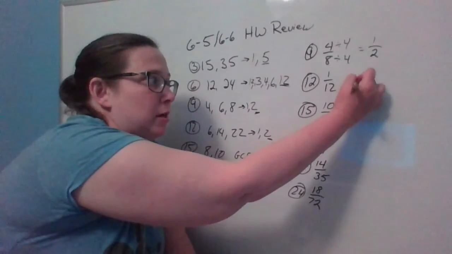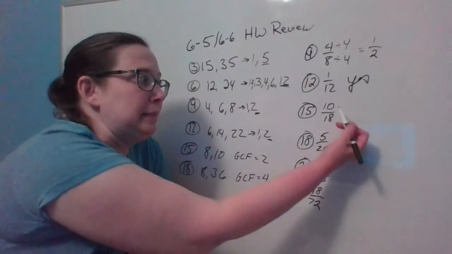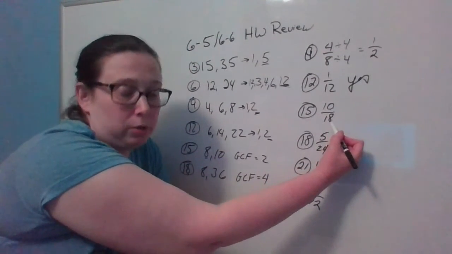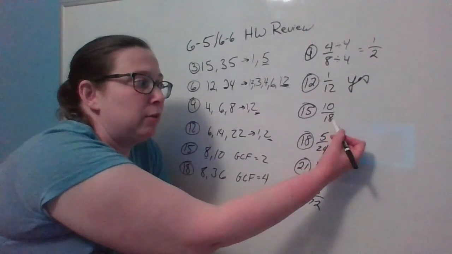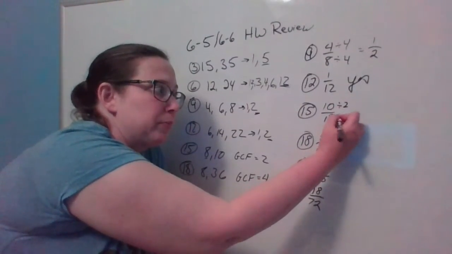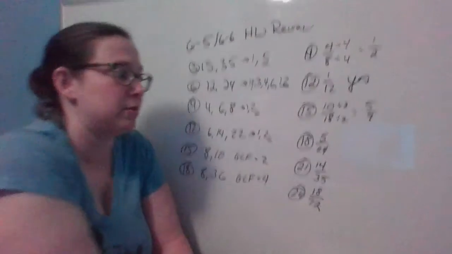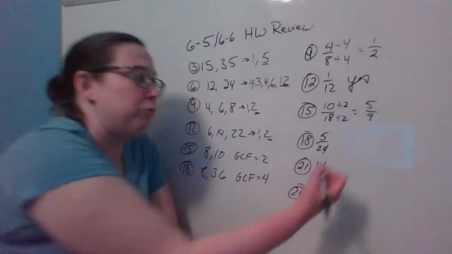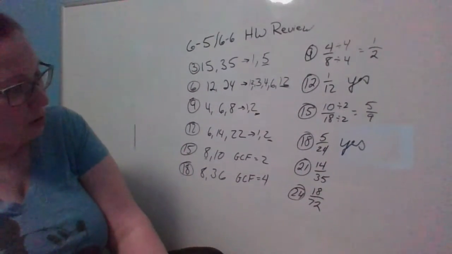1/12 is already in simplest form, so we just say yes. 10/18 is not, so we look to our smaller number, which does not go into our larger number. So then we start thinking about factors of 10. 5 doesn't go into 18. 2 goes into 18. So we can divide each by 2, and we get 5/9, which is in simplest form. Number 18, 5/24 is already in the simplest form, so we just say yes.